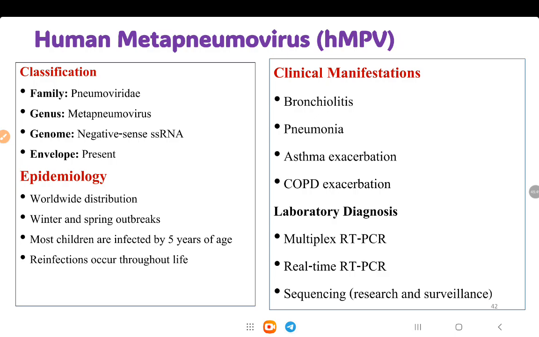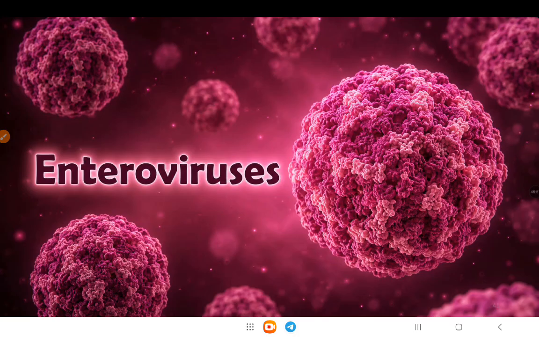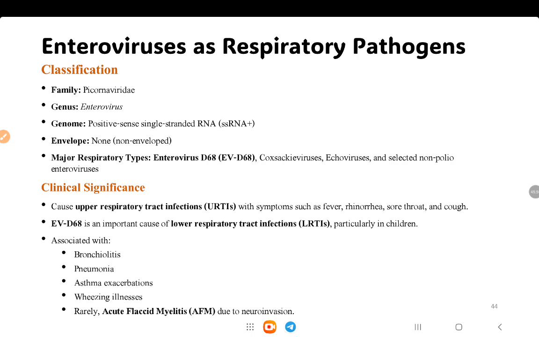The other viruses are the enteroviruses of the respiratory tract. These viruses belong to the family Picornaviridae, genus Enterovirus. The genome is positive-sense, single-strand RNA, and they are non-enveloped viruses. The most important type which causes respiratory infection here is enterovirus D68, along with coxsackieviruses and echoviruses.